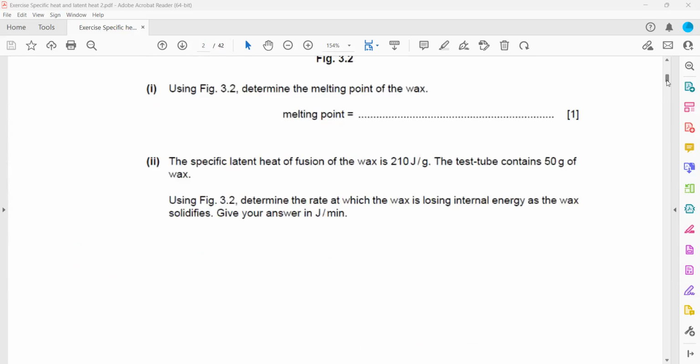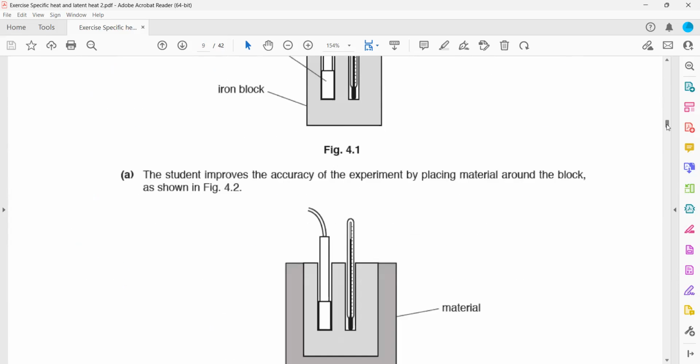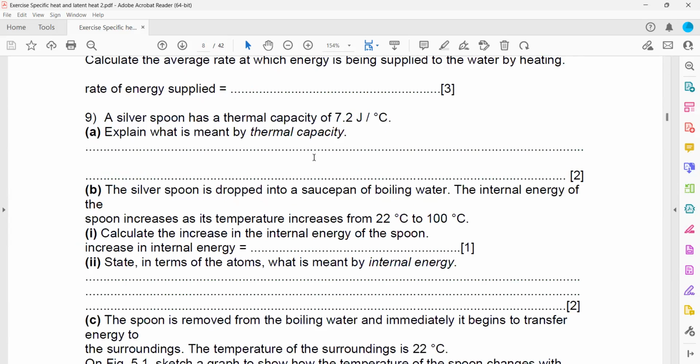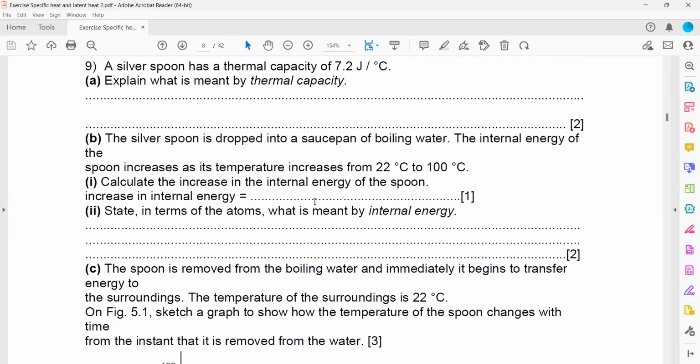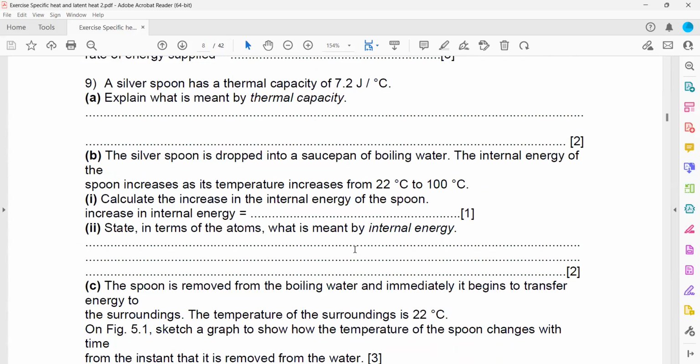The first 8 questions I already solved, so I will start with question 9 and we'll do 9 onward. The first one: a silver spoon has a thermal capacity of 7.2 joules. This topic, thermal capacity, is not part of the syllabus since 2023, so we'll not discuss this. We'll skip part A. The next one, a silver spoon is dropped. Parts A and B are related to the thermal capacity, so we will skip both of them.